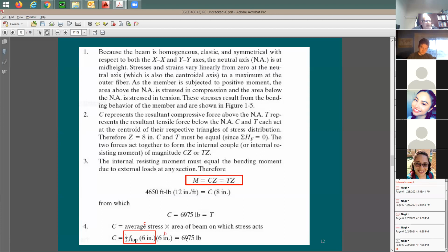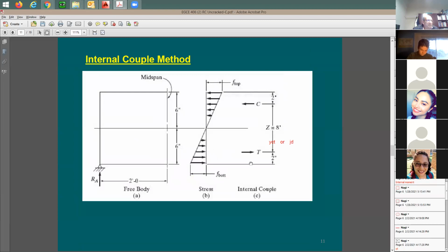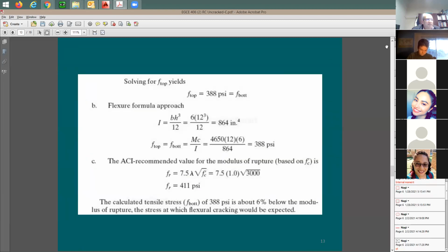Now, what is missing here? I have 6975 pounds equal to 1/2 f top times 6 inch by 6 inch. I should be able to find out the stress on the top. The stress on the top is going to be the same as the stress at the bottom. You need to keep this in mind because this section is just a simple rectangular section. So f on the top is going to be equal to 388, the same as f at the bottom, 388 psi. Now, using this method of the internal couple, I was able to determine the stress on the top and the bottom to be 388. The big question is: has this beam cracked already or not?